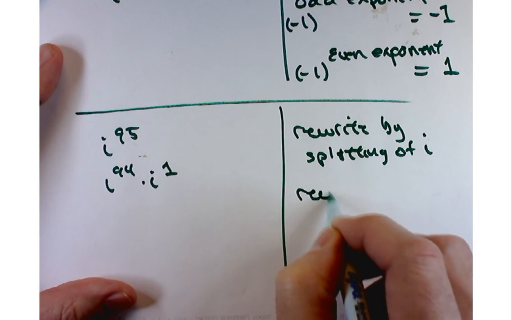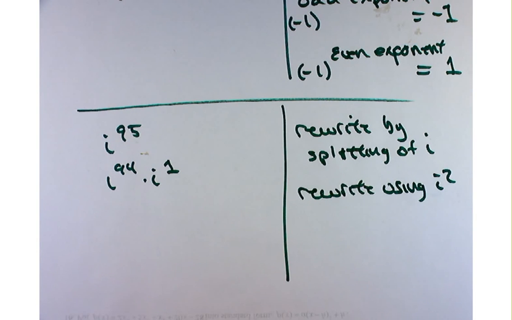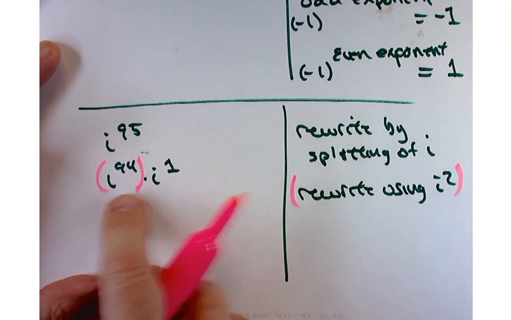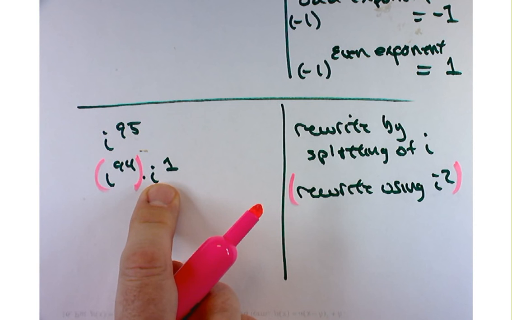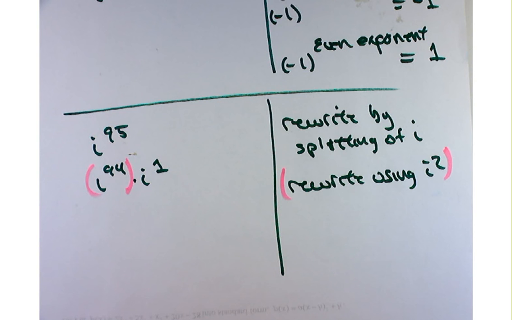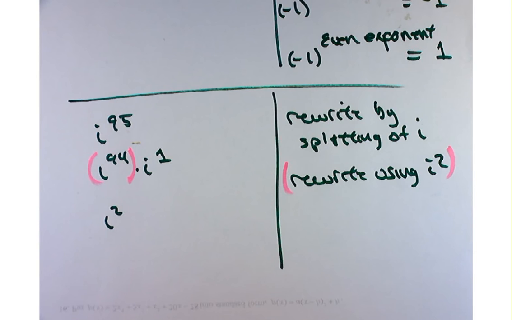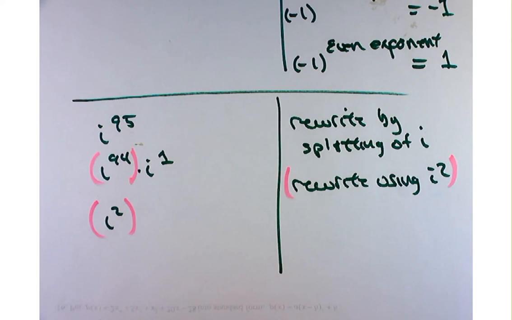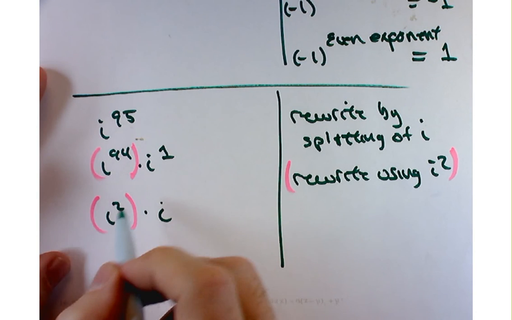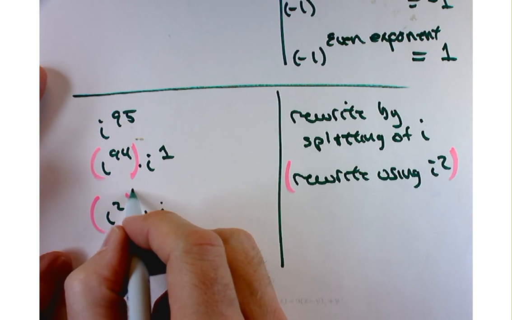So you're going to rewrite using i squared. And by rewrite using i squared, I'm really meaning this part right here. We're going to ignore i to the 1st the rest of the way. It's not going to disappear, but we're going to ignore it. So it's going to be i squared to some power times i. What power do I multiply 2 by to get 94? 47.